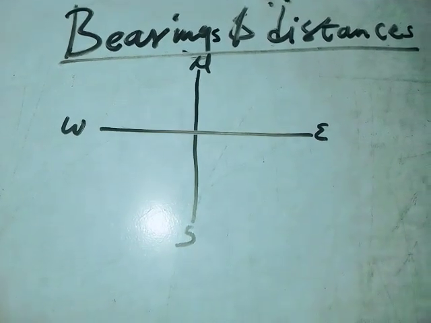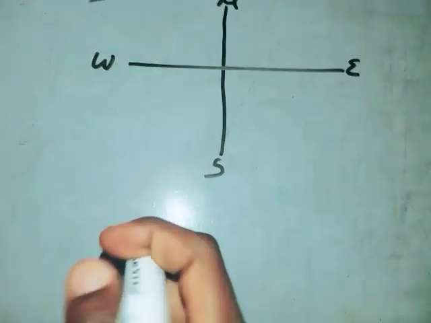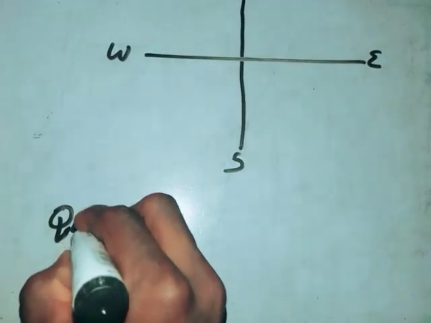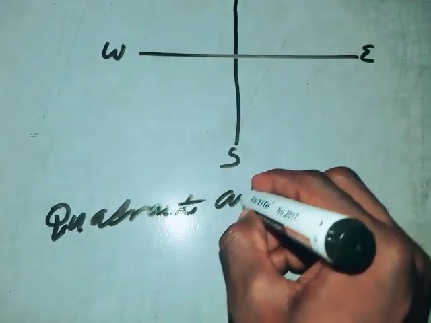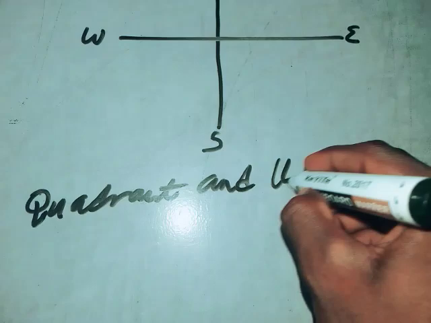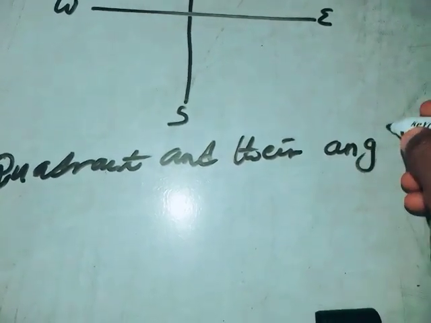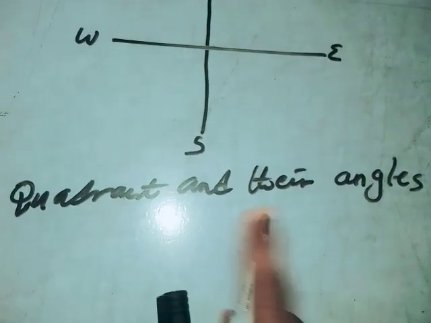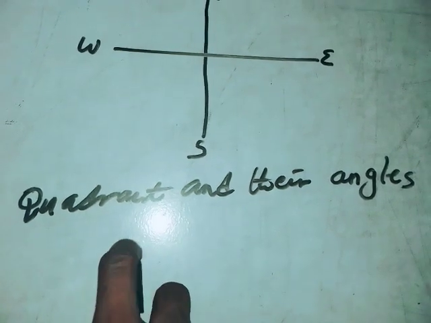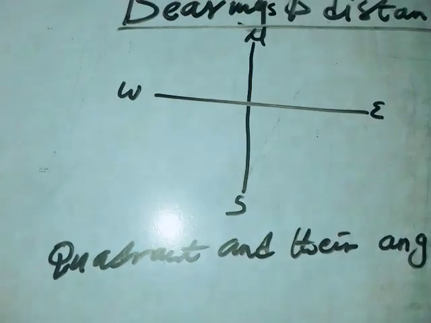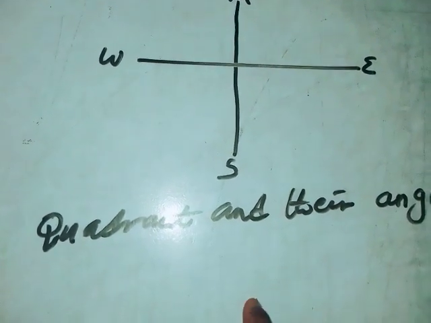And also we have what we call quadrants and their angles. Now there are 4 quadrants. Since we have 4 cardinal points, that means we have 4 quadrants in the bearings calculations.